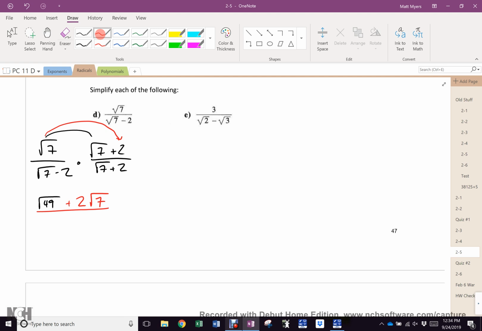Over. Again, color coding. First to first, because I only care about the F and the L of FOIL. That is root 49. Then, last, that should have been green, minus 4. And then I just simplify. 7 plus 2 root 7 over 7 minus 4, 3. Done. Okay?